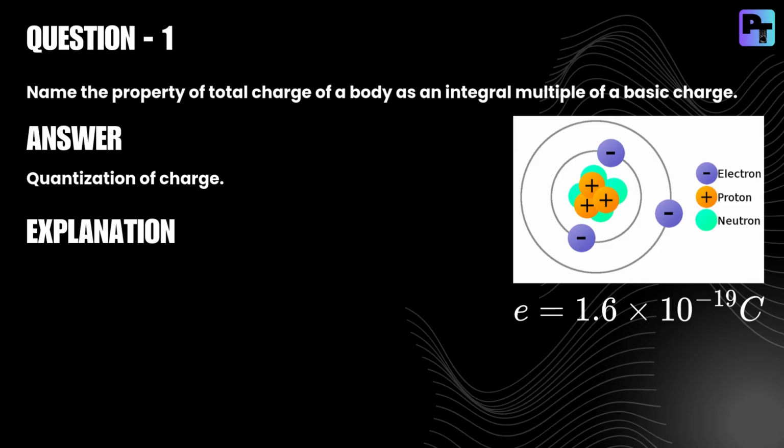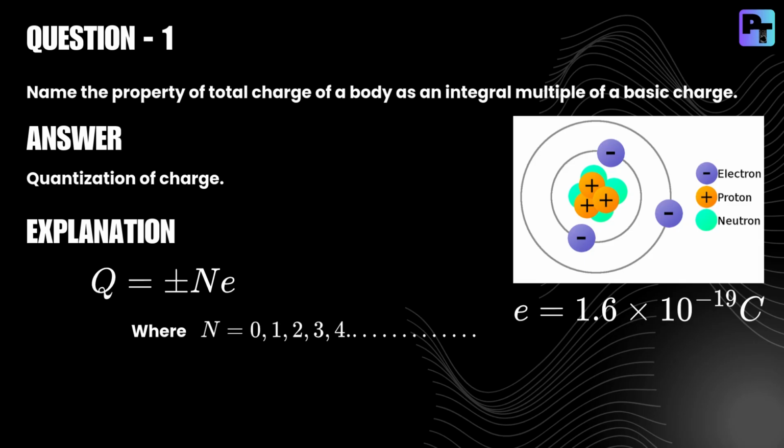Any total electric charge, Q, you find on an object will always be a whole number multiple of this elementary charge, e. You'll never find an object with, say, 1.5 times the elementary charge. It must be 1 times, 2 times, 3 times, etc. This relationship is expressed by the equation Q equals plus or minus n times e, where n is an integer that takes values 0, 1, 2, 3, 4, etc., and value of e is 1.6 into 10 raised to minus 19 coulomb.